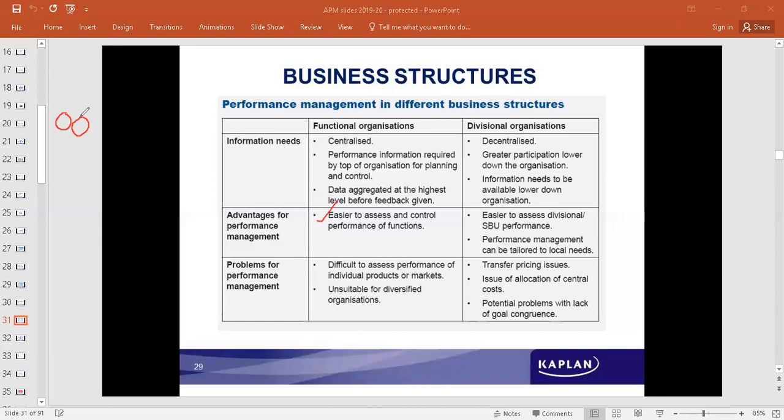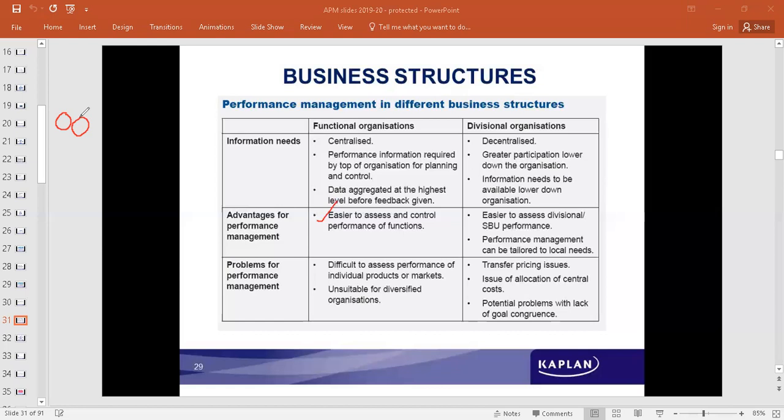Problems relating to transferring the material from one department to another arise because they would be more focused on their department and refuse to cooperate with the other department. So that is one major problem which arises with decentralization, divisional organization.